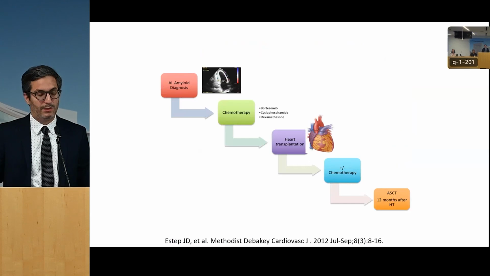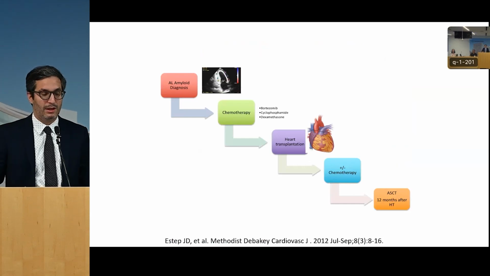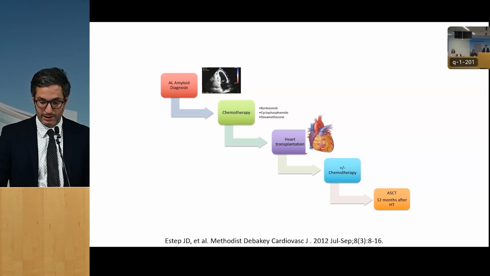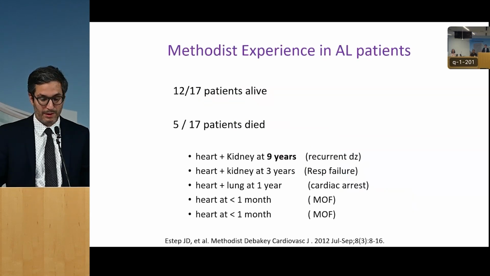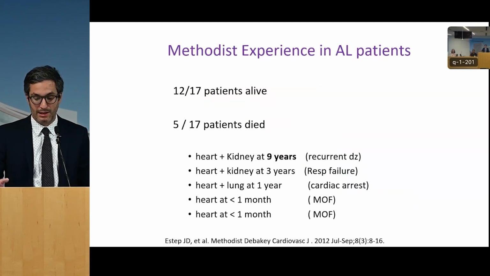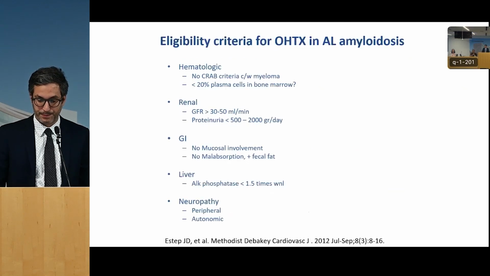This is the sequence, or the protocol, he followed with the patients with AL. They got their chemo, usually Cybor D, then they underwent transplantation if they had responded. Then they would continue the chemo if necessary, restarting it as soon as they could to control the disease. And then they underwent stem cell transplant at the 12-month mark. They saw that 12 out of the 17 patients were alive at the time of the publication. 5 of the 17 died, and these are the reasons on the right and the bottom why they died.